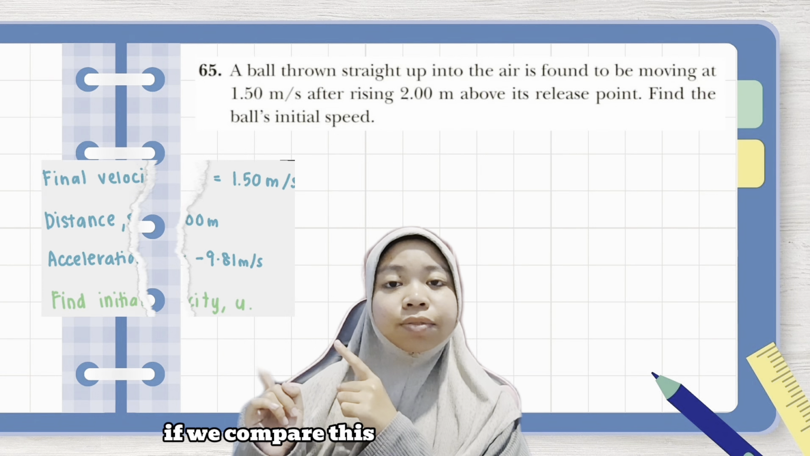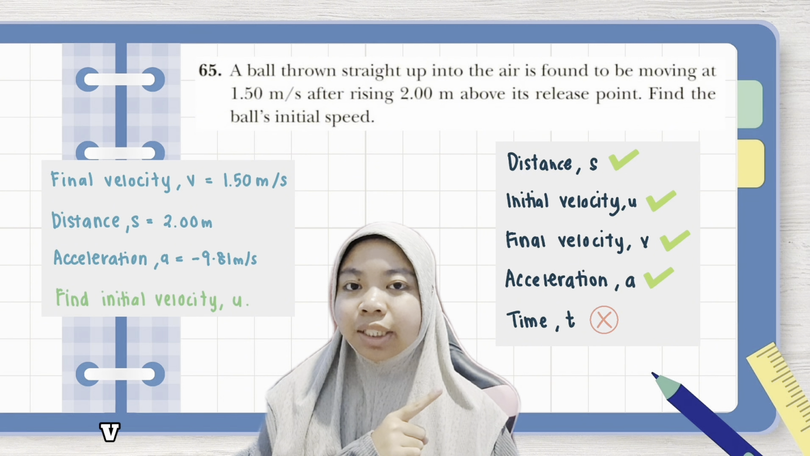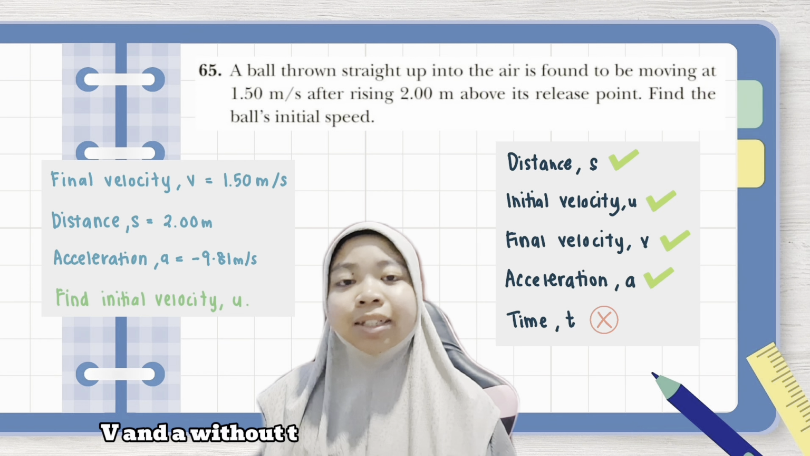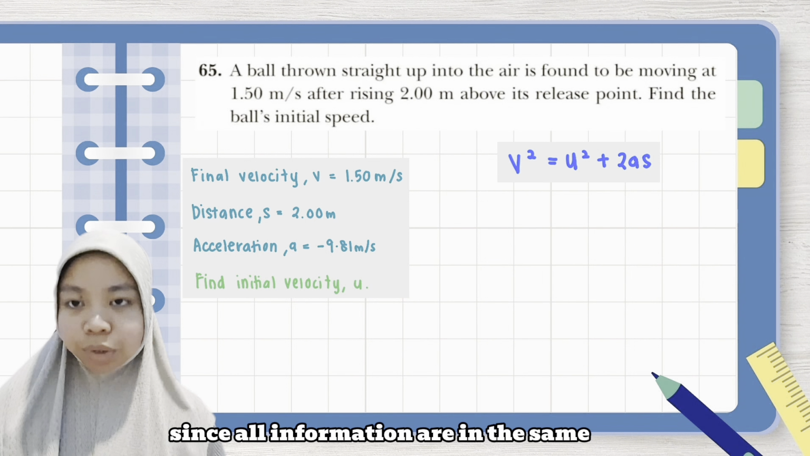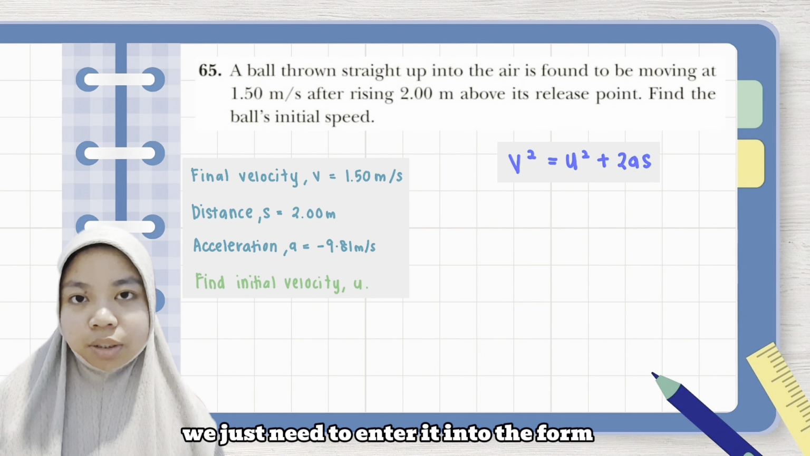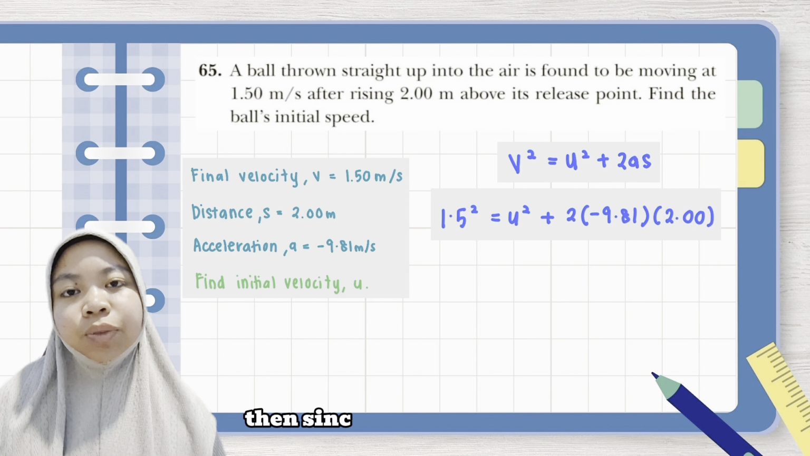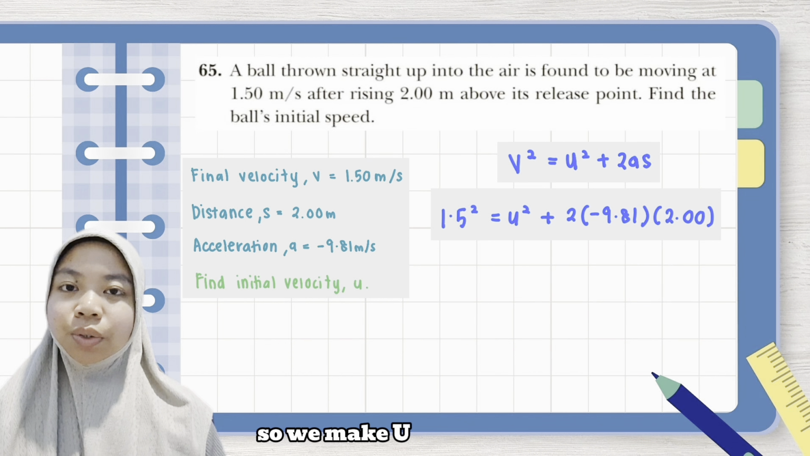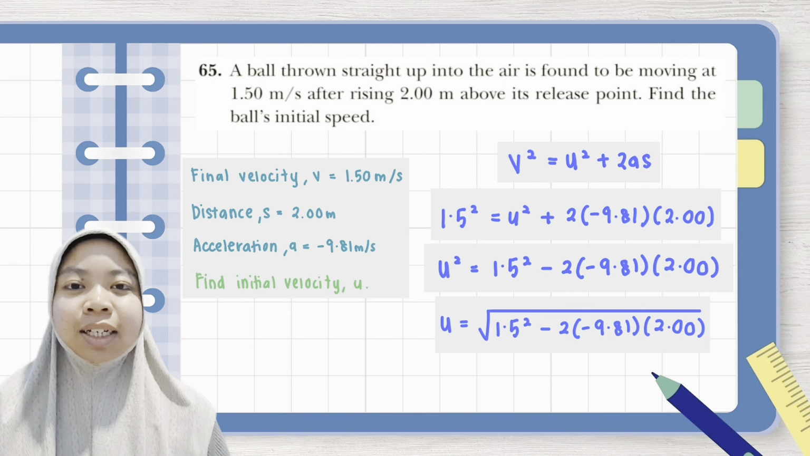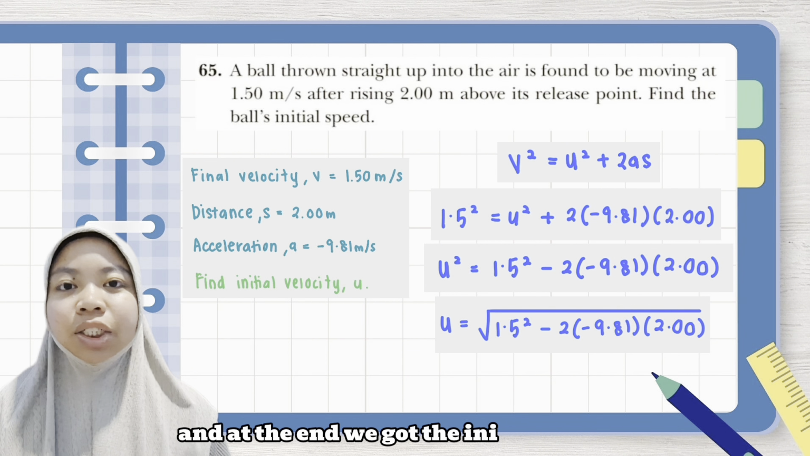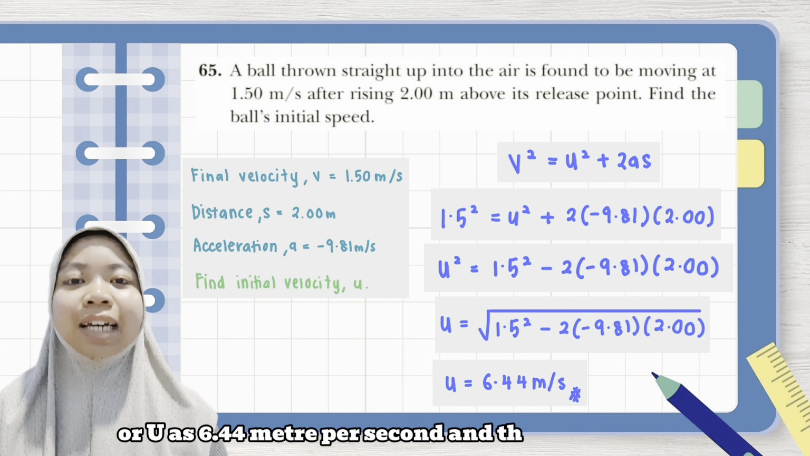If we compare this information with SUVAT, we only have S, U, V, and A without T. That means we can use this formula. Since all information is in the same unit, we just need to enter it into the formula. So it will go like this. Then, since we want to find U, we make U the subject. Now, we can solve the equation. And at the end, we got the initial velocity, U, as 6.44 meters per second. And that's the answer.